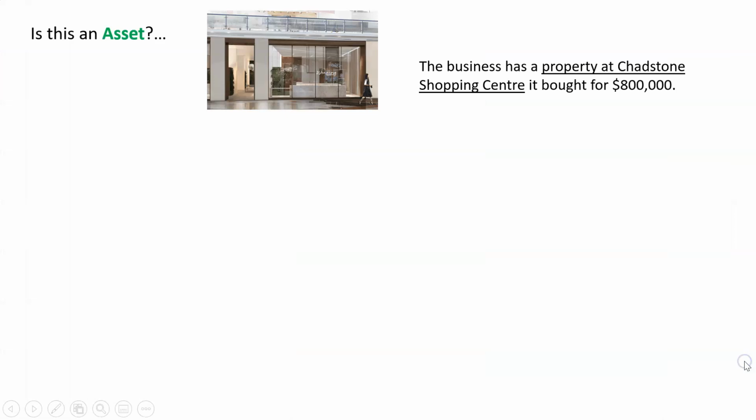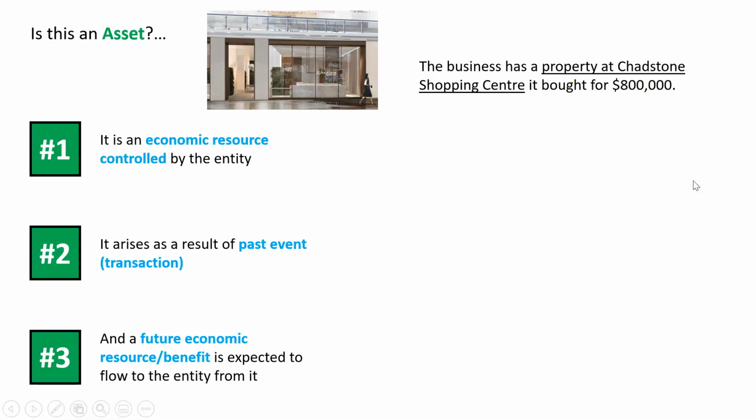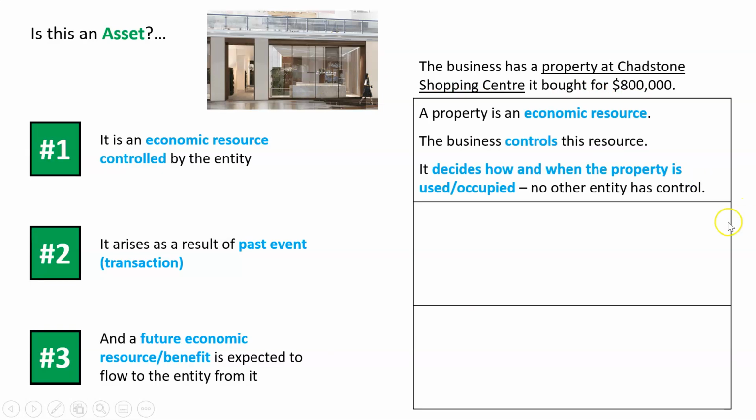Last example, is this an asset? The business has a property at Chadstone that it bought for $800,000. There's our tests. First one, yep, property is definitely an economic resource. Who controls it? The business does. It decides how and when it's used or occupied. No one else can occupy that premises without our control or authority being given.